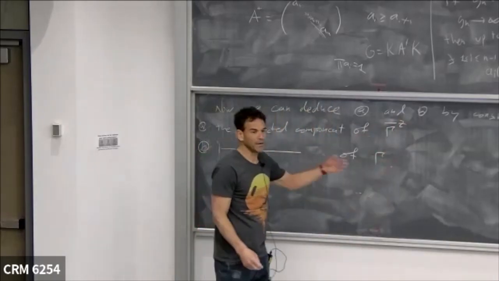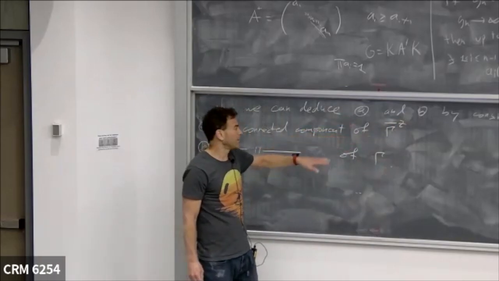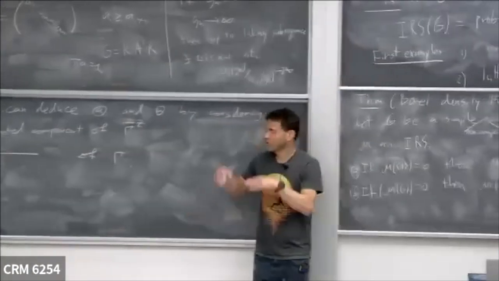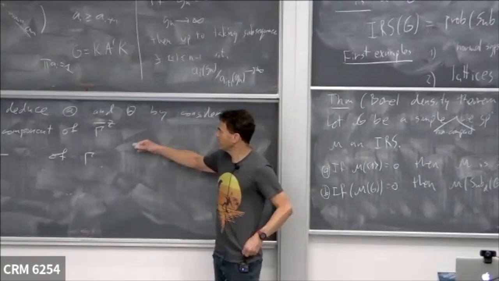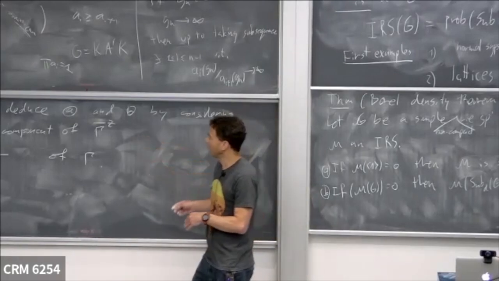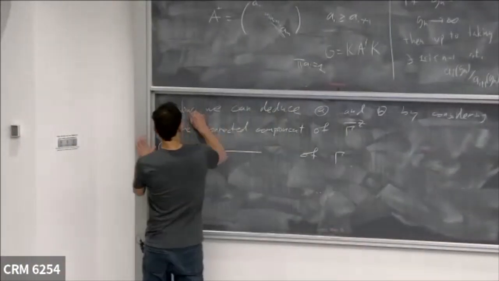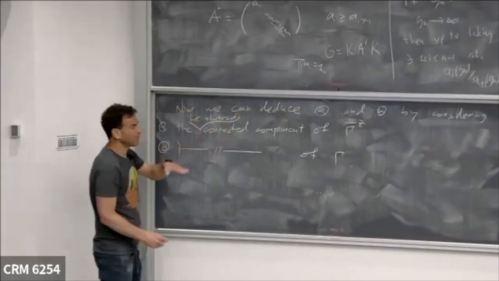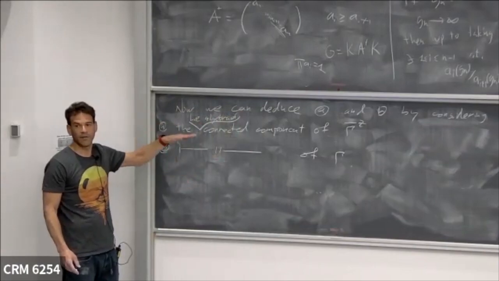I pick a random subgroup. I don't know that it's discrete, and I don't know that it's Zariski dense. But to prove that it's Zariski dense, I look at its Zariski closure and take the connected component. Or if you want, not that, but the Lie algebra. I have a random subgroup, I take its Zariski closure, take its Lie algebra.